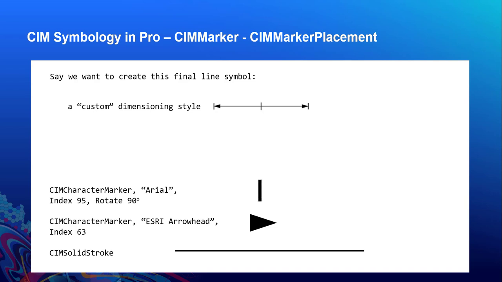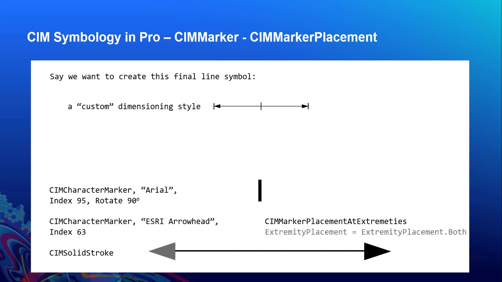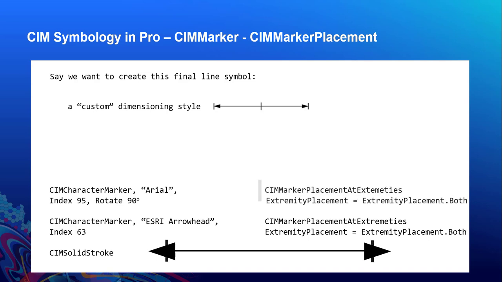The next thing I need to do is move those markers to the line ends. Well, we've seen how to do that. I'm going to use a marker placement at extremities, and I'll apply that to the character marker for the arrowhead, and I'm going to set extremity placement to be both. I'll apply the same marker placement to my vertical hash mark. And so at this juncture, my line symbol looks like this. I've got the solid stroke at the base, and then two character markers, each with the same marker placement to place them at the line ends.